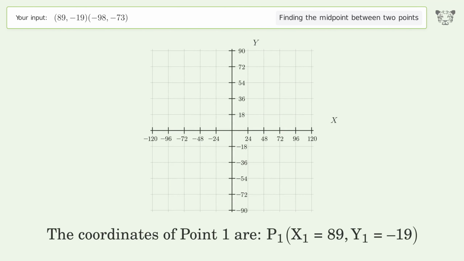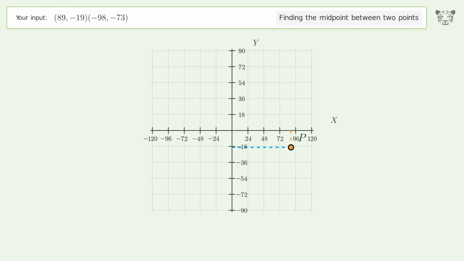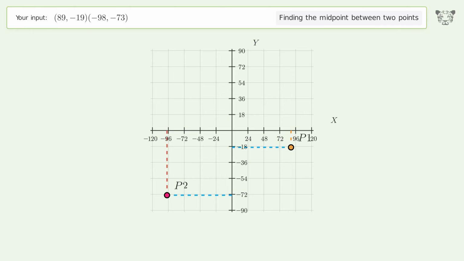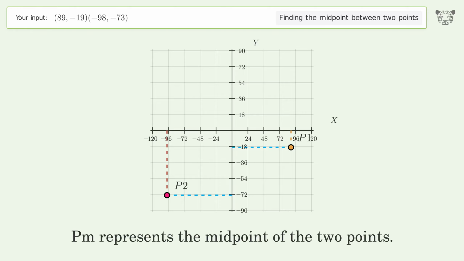The coordinates of point 1 are x1 equals 89, y1 equals -19. The coordinates of point 2 are x2 equals -98, y2 equals -73. PM represents the midpoint of the 2 points.